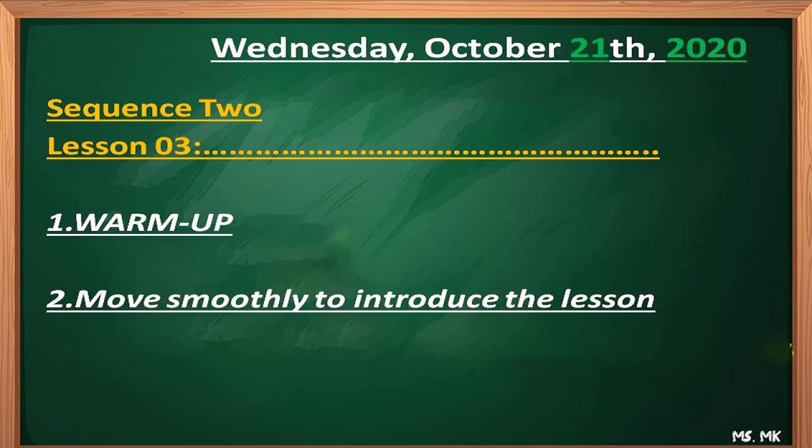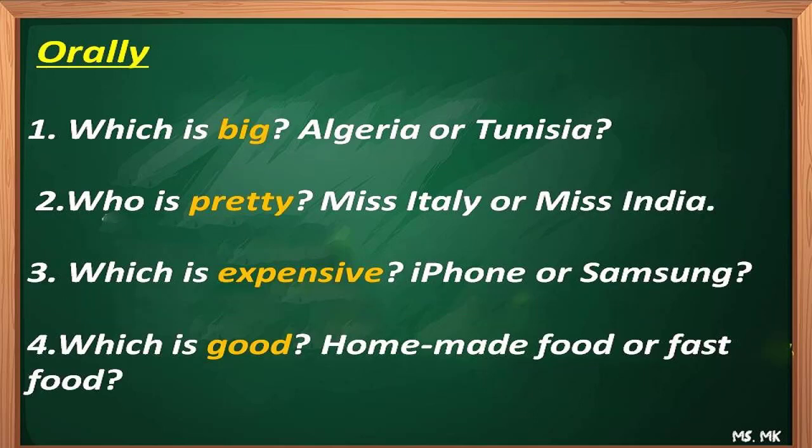And then I ask them questions. And these questions are related to the examples that I'm going to present. These questions should be asked orally. I won't write these questions. I say, which is big, Algeria or Tunisia? Who is pretty, Miss Italy or Miss India? Which is expensive, iPhone or Samsung? Which is good, homemade food or fast food? So here I have chosen questions whose answers are going to serve me. A mixture of short adjective, long adjective, irregular adjective, and so on.